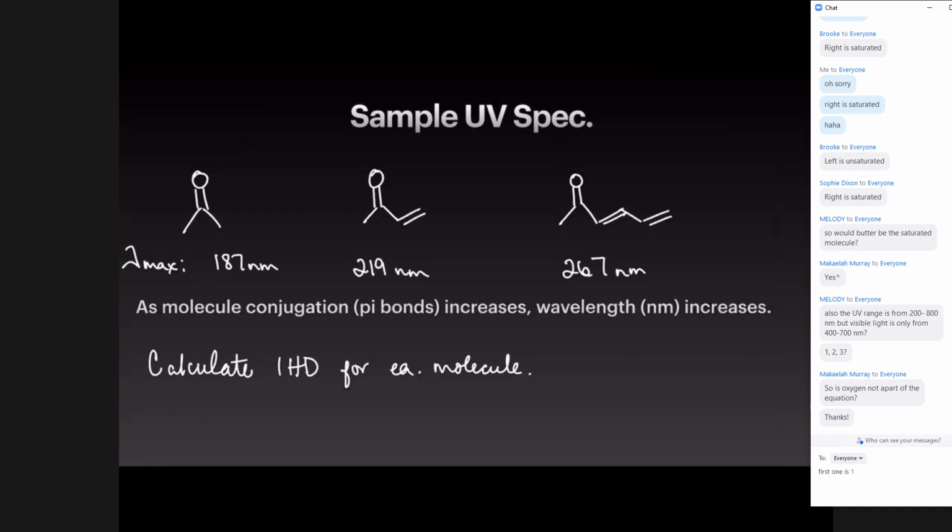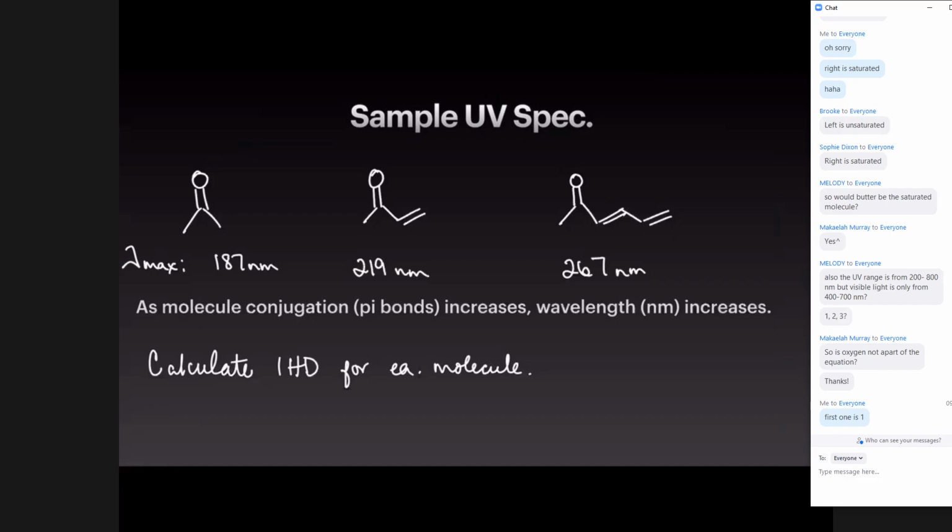Someone asks, the UV range is from 200 to 800 nanometers, but visible light is only from 400 to 700. Yes, that's correct. Our human eye can only see a certain range of visible light, and I'll try to find an example for you all for that one. Okay, I'm going to wait for a few more answers to come in, and then we'll keep moving through the slides.